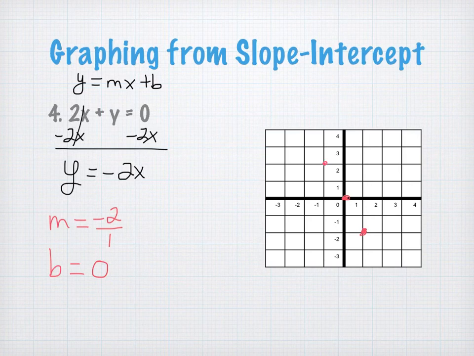All right, go ahead, using your ruler, connect your points, draw your line, put your arrows in, and there you go. We transformed an equation that was not in slope-intercept form into slope-intercept form and graphed.